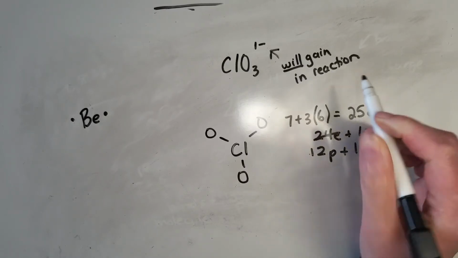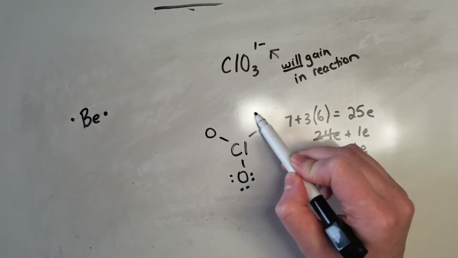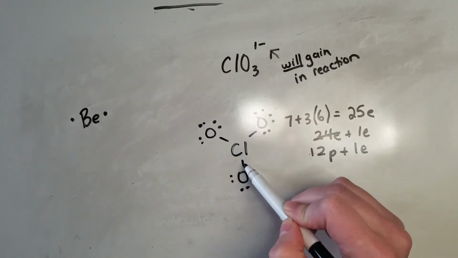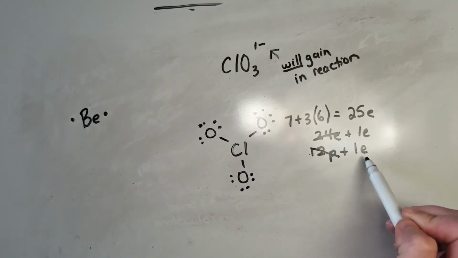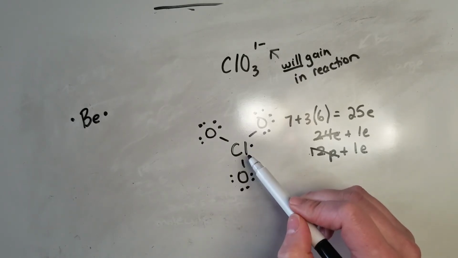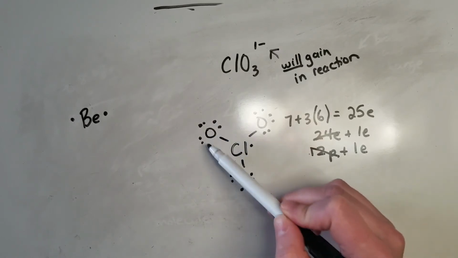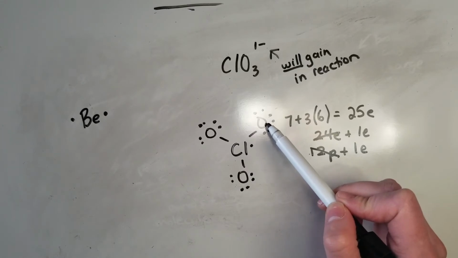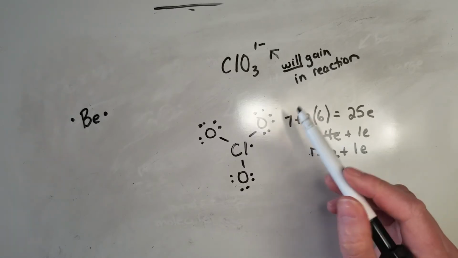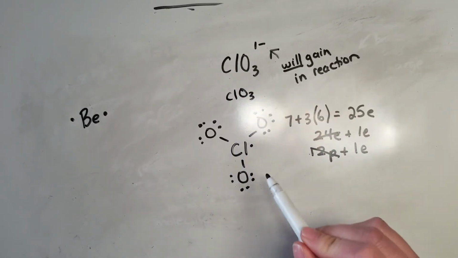Well, how does that work? We start from the outside and put the 12 pairs on. 1, 2, 3, 4, 5, 6, 7, 8, 9, 10, 11, 12. So now I've finished the 12 pairs, but where does that 1 electron go? Well, it's going to go on chlorine. Chlorine takes the electron last because it is the least electronegative of all of the elements that are in here. Oxygen has an electronegativity of 3.5, so it's more likely to not just have 1 random electron on it. So this is the ClO3 with no extra charge.